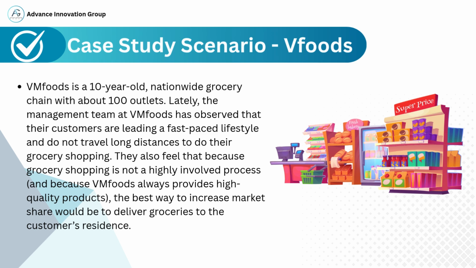They also realized that grocery shopping is often seen as a low-involvement activity, meaning customers don't need to spend a lot of time deciding, especially when product quality is trusted, as is the case with VM Foods. Based on this understanding, the management team is exploring a new strategic direction. They want to increase market share by offering home delivery services, thereby making shopping more convenient for the customer. This case sets the stage for us to understand how Scrum can be used in real business situations where the company is responding to changing customer needs and behavior.